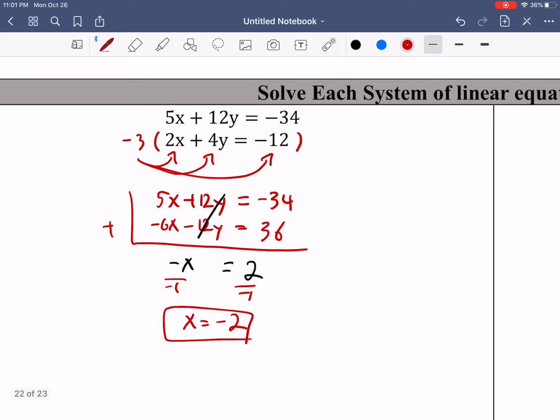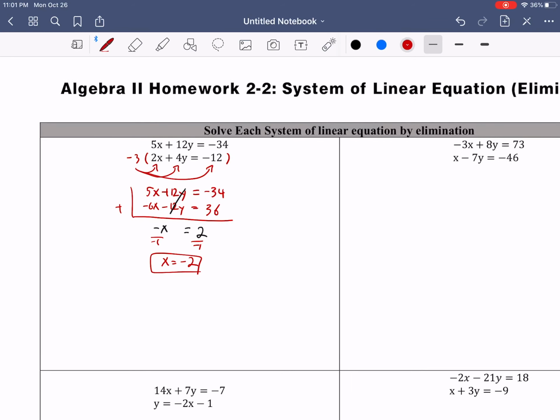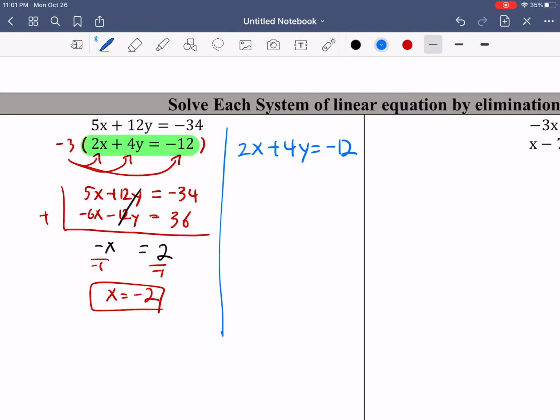Right? Next, what we have to do is, you're gonna choose one of these two and plug this number in to find y value. So, which one should we use? Doesn't matter. I'm gonna use second one because it looks simpler to me. You can use first one if you want to. You'll get same answer. So instead of x now, I'm gonna use -2. In case you don't know where I got this -2 from, I got it from here because it's x, okay?